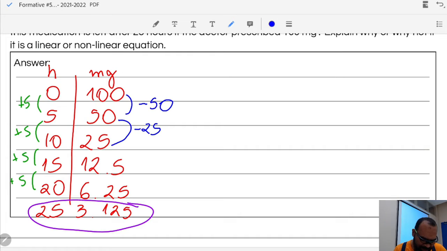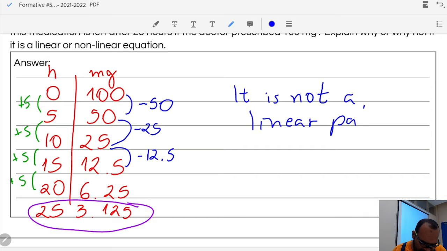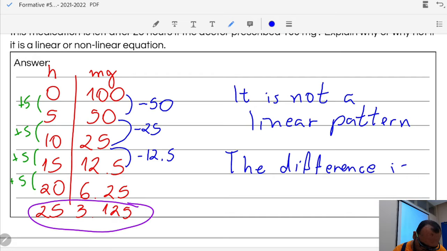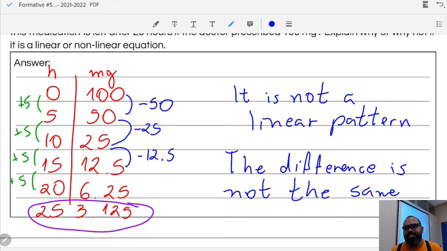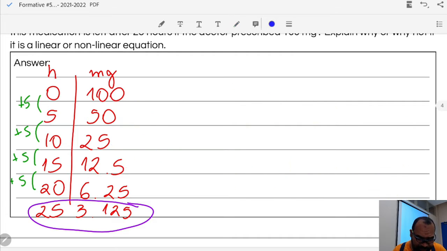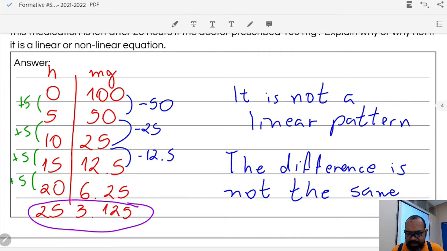Is it a linear pattern? Nope. Why? Because the difference is not the same. Just that. Pretty simple. We learned this. I talked to you many times about this pattern.